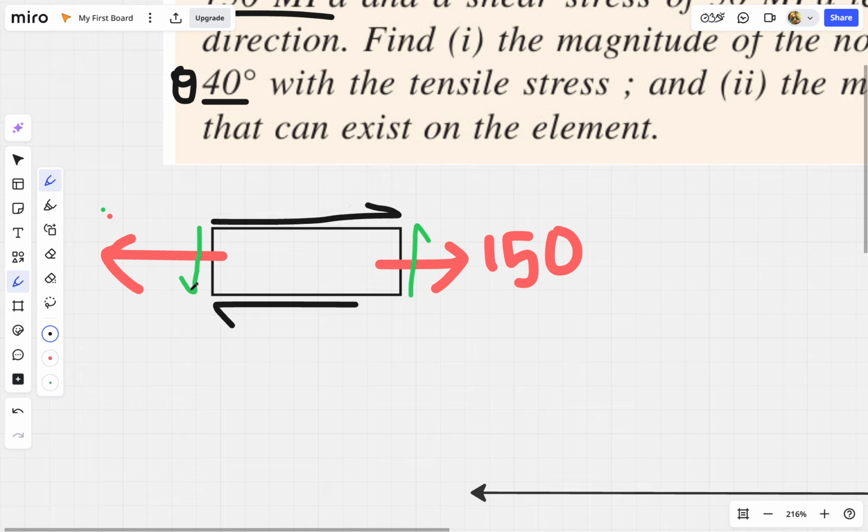So we have got the elemental diagram for the problem. We have also been told that the angle is 40 degrees, so let's assume that this is our 40 degrees, which is inclined with the principal stress or tensile stress. Here we have got the picture.